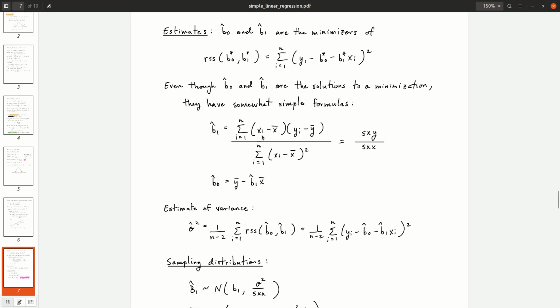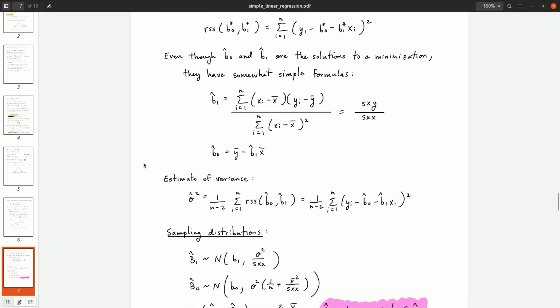So that's the formula. This is something that just depends on data. xi is data, x bar is the average of the data, yi is data, y bar is the average of the data. So this is something we can calculate after we get the data. And then b0 hat is just this formula. We take y bar and subtract b1 hat times x bar. So this again is something that we can calculate. No tricks here, we can just do it.